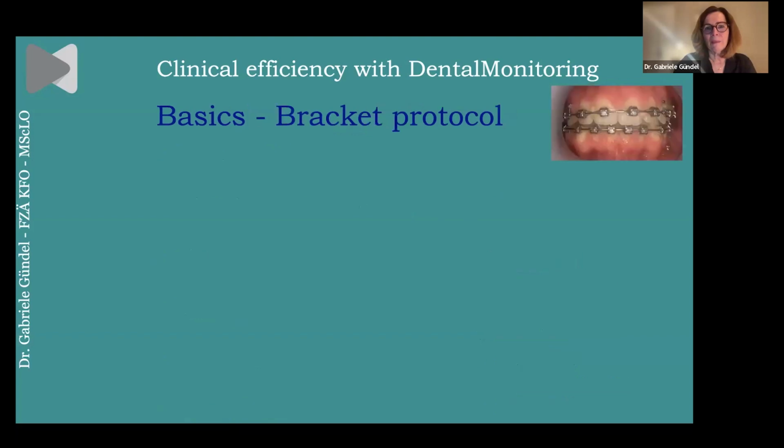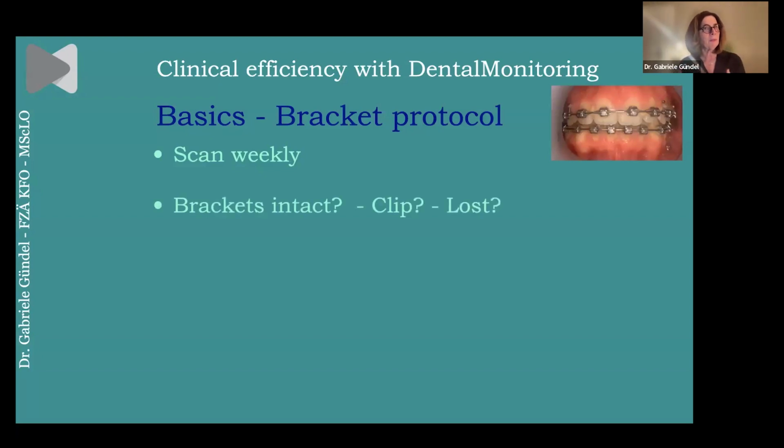My basic bracket protocol is a little bit similar to the Spark protocol. So also my patient is scanning weekly. I would like to know if everything is okay with the appliance. Are the brackets intact? I have the Damon brackets, so they have a clip. And it is very, very important to control if the clips are open. This is especially for beginners with the Damon system, especially with the Damon Ultima system, sometimes clips are opening and you have to know that so that you can write a WhatsApp to the patient, please close your clip. You can do it in this way, or please come into our office ASAP, as soon as possible.